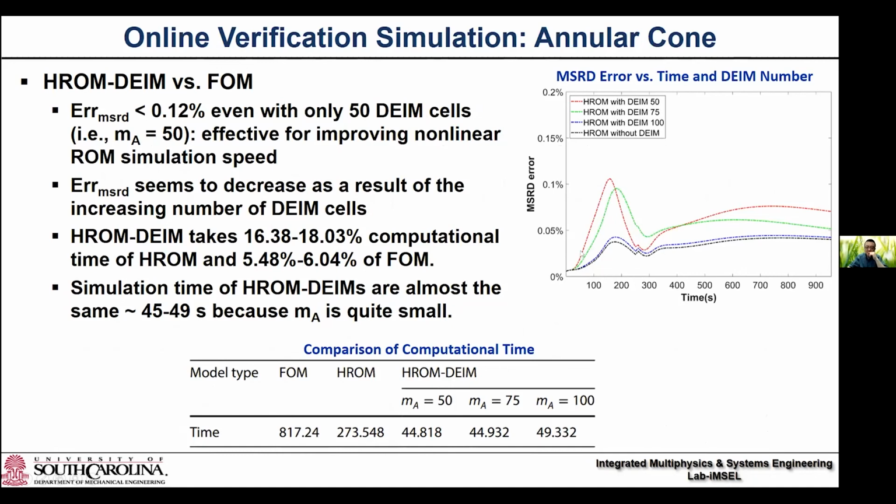Now let's take another look at the relative error. In general, the relative error is less than 0.12% using this DEIM ROM. And again, the most important is the computational time. For this online simulation, the full order model takes almost 800 seconds. However, our HROM DEIM only takes 45 seconds. So you can imagine this is extremely fast compared to the full order model, and even compared to the nonlinear reduced model without the DEIM. So DEIM is very, very effective in cutting down the computational cost.